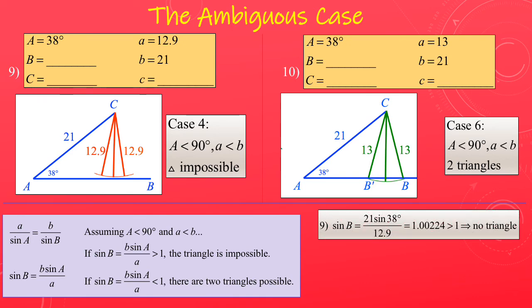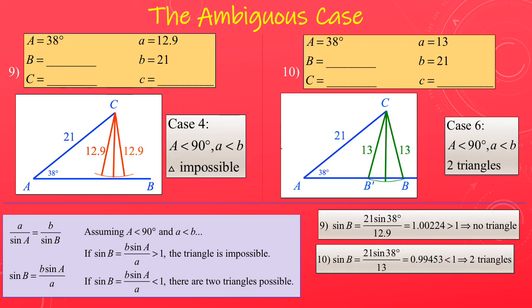So, for problem number 9 above, we will look at sine B, which is 21 sine of 38 degrees over 12.9. When we calculate that with full decimal place accuracy, we get 1.00224. That number is just barely greater than 1, and that's telling us that there are no triangles possible. The fact that it is so close to 1, but still over 1, tells us that it's very close, as we've seen.